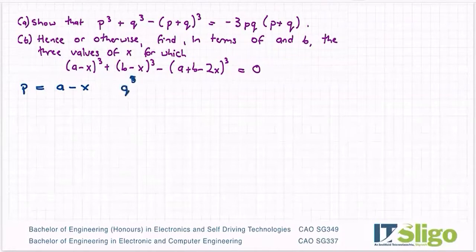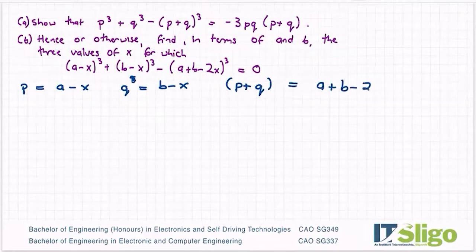Sorry, ignore that 3. I just copied it over. Q is equal to B minus X. And P plus Q must be the same as A plus B minus 2x. Okay, so what we've done is we've compared both equations and we've let the like parts equal the like parts. Okay, that one is there and this one is here, and the minus signs match and everything.